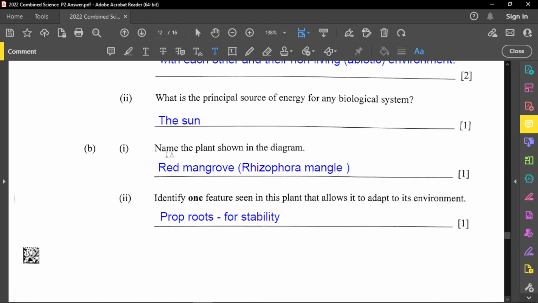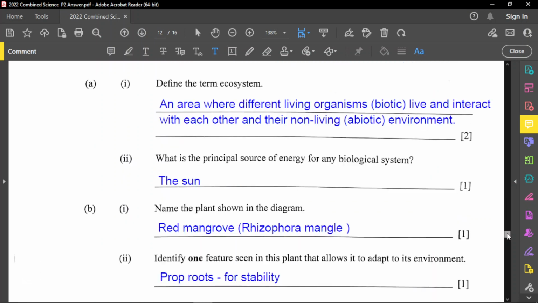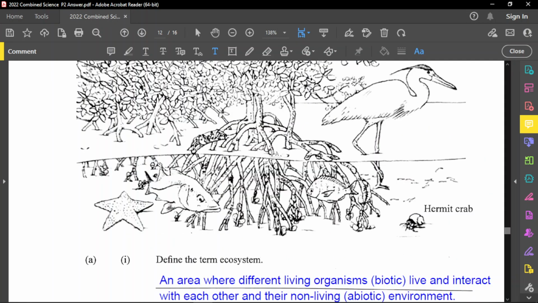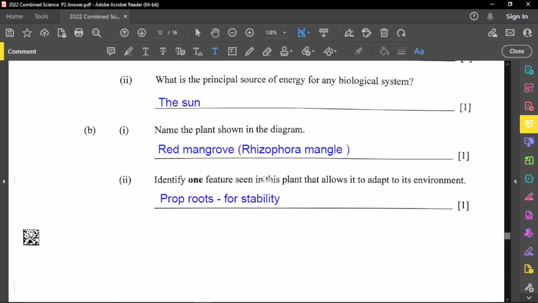All right, so part B1 is name the plant shown in the diagram. If you go back up to the plant, you'll realize that it is a red mangrove. Notice the nice prop roots. It's actually in water. So it is the red mangrove, and the scientific name for red mangrove is Rhizophora mangle. It said identify one feature seen in this plant that allows it to adapt to the environment, and this is prop roots, and the function of these prop roots is really for stability. So the adaptation is prop roots, and it is for stability.